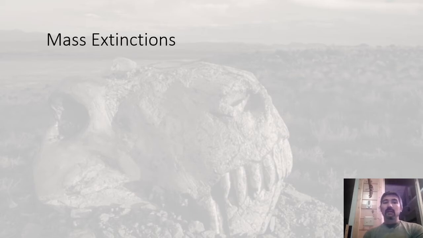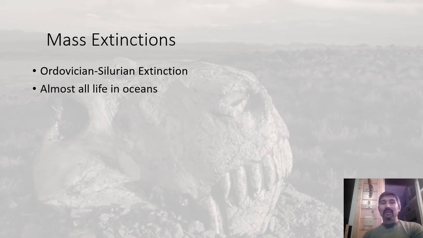So mass extinctions. The first one I want to talk about is the Ordovician-Silurian extinction. And this one happened a long time ago, and almost all life in oceans died at this point in time. And 70% of all species died, which is an incredibly high number. It's like 70% of all living things were wiped out during this extinction.